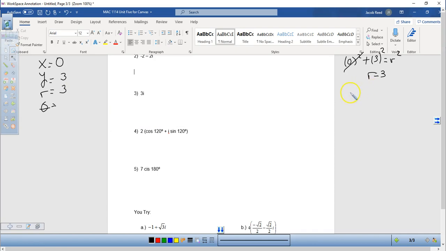And now theta. So tangent of theta has to be 3 over 0, which is undefined. So where is tangent undefined? Where I get a number for y but 0 for x, that could be the quadrantal angle 90 degrees.